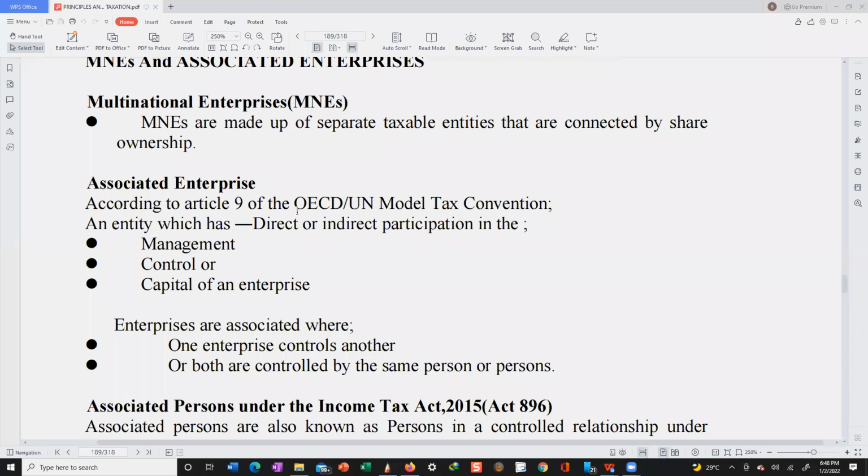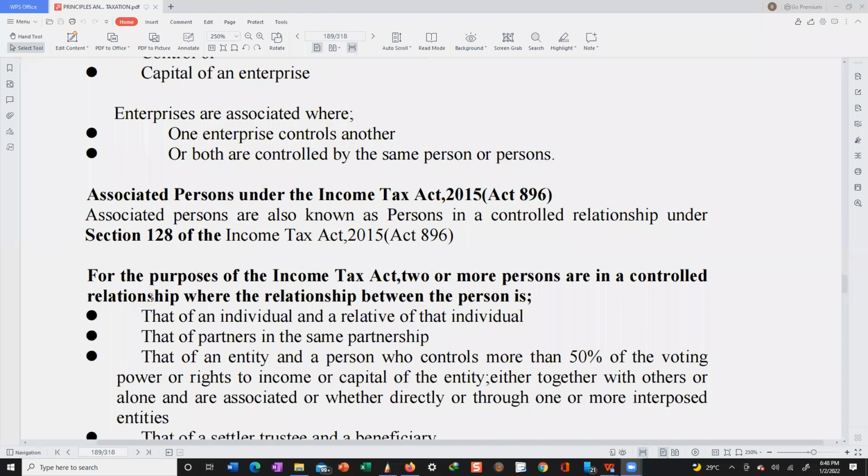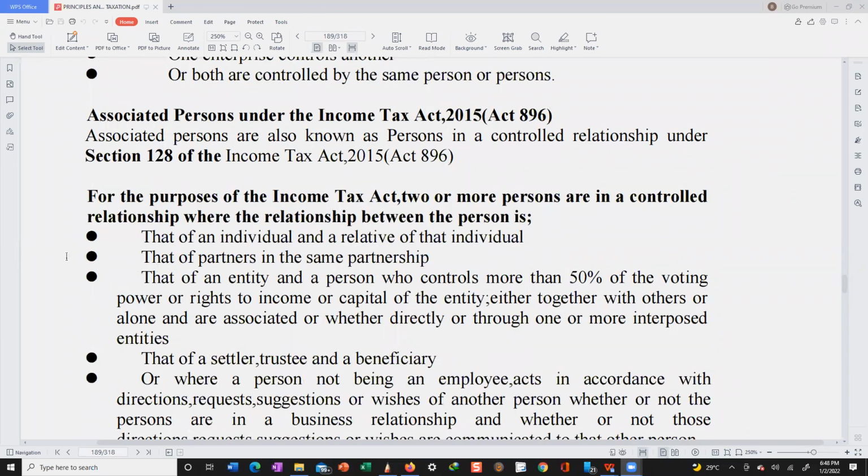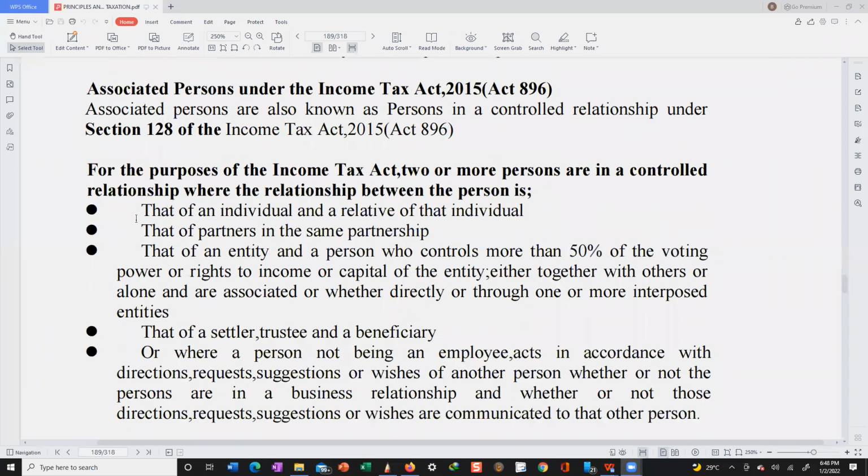we can proceed. So those are what we call associated enterprises. Now we go to the Income Tax Act. Under Section 128, associated enterprises or associated persons, our Income Tax Act calls them persons in controlled relationship. Okay, I say yes, because they can take decisions in A. Yes, that is it.